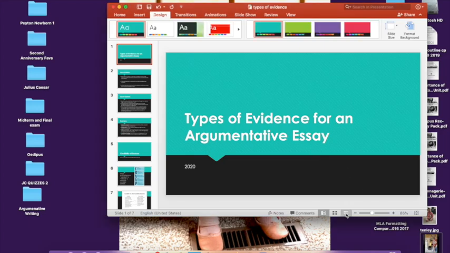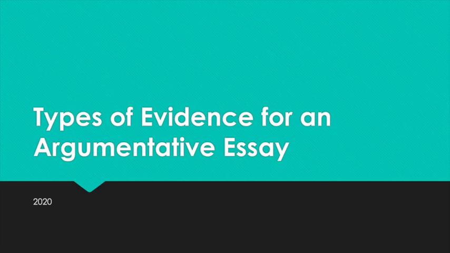So I'm going to be going through types of evidence that you're going to be looking for as you move on to the body part of your essay, and you're looking to support your supporting arguments with evidence from sources. So here are just some ideas of what kinds of sources you can be looking for and what types of evidence you need to be including.